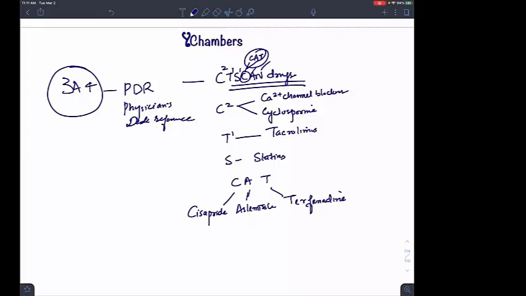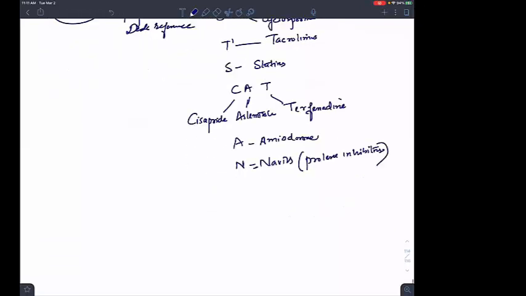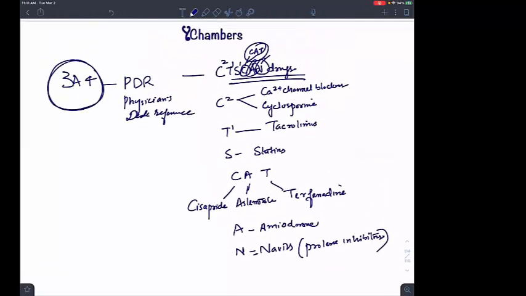What is this A now? Now I take this A. This is amiodarone. N stands for navirs. What is navirs? Navirs are your protease inhibitors. What we mean by this is that cytochrome 3A4 is the enzyme which is metabolizing those drugs. That means these all are the substrates for this enzyme.